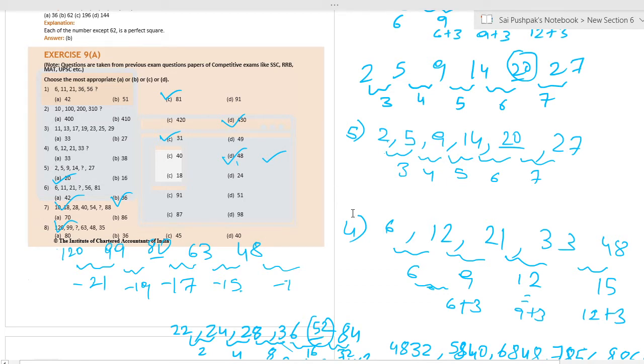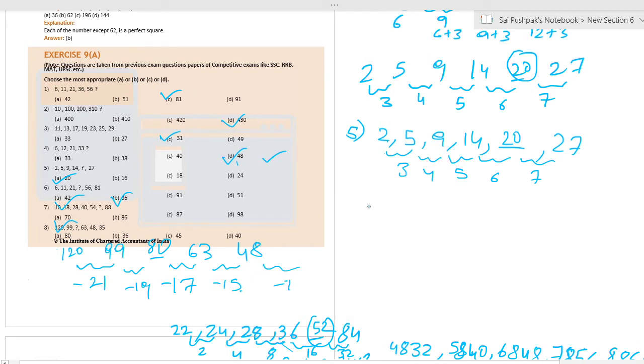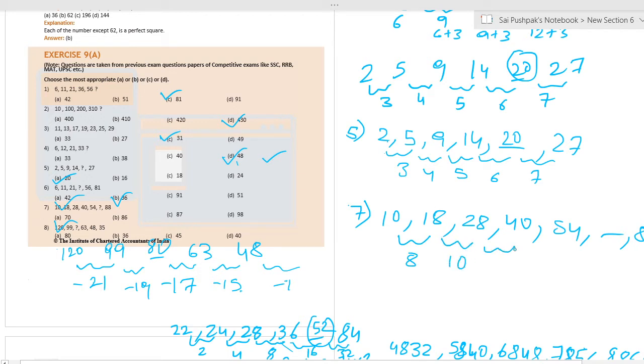The seventh question. Seventh question, 10, 18, 28, 40, 54, dash, 88. So what is the difference here? 8. The difference here is 10. Difference here is 12. Difference here is 14. So if you see, the difference is increasing by 2 all the time. 8 plus 2, 10 plus 2, 12 plus 2.